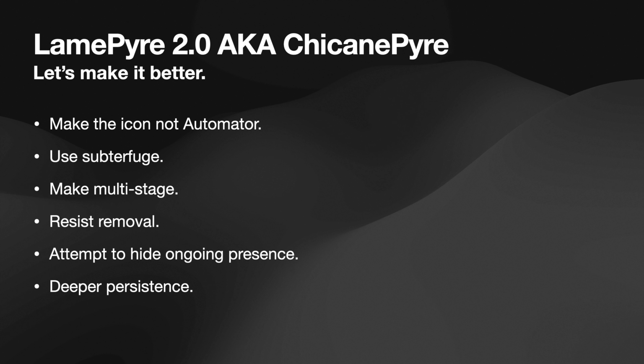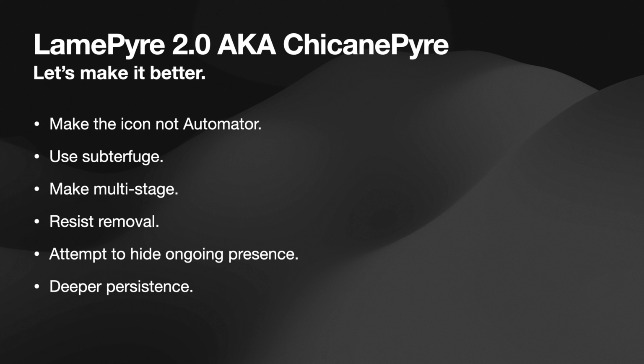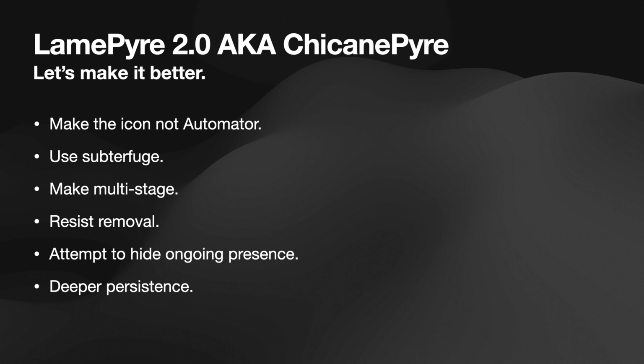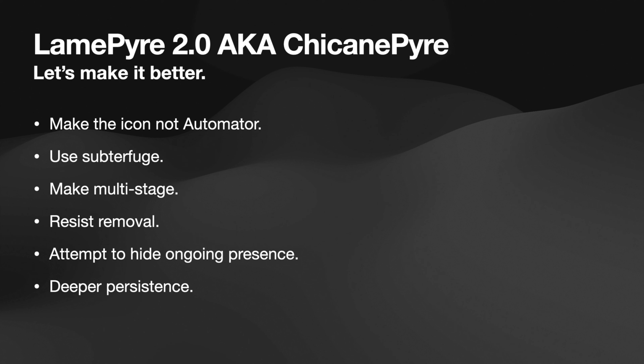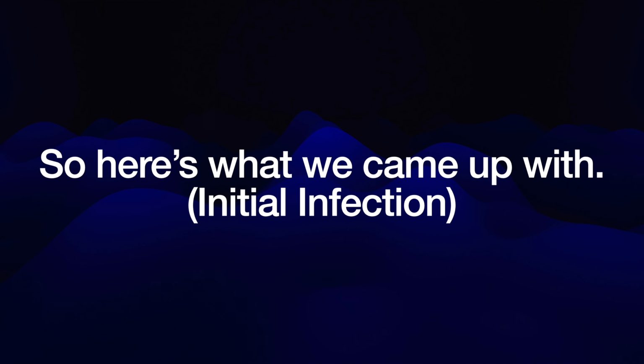We also want to resist removal better. Lamepire, you could literally just put it in the garbage and it would be gone. We also want to hide our ongoing presence as best that we can, namely not by dropping ourselves on the desktop. We want deeper persistence as well. And most importantly, we want staggered persistence so that we have multiple ways of maintaining ourselves. If they remove one of the components, that should trigger another component, even if they think they've removed it. So those were our goals, and this is what we came up with.